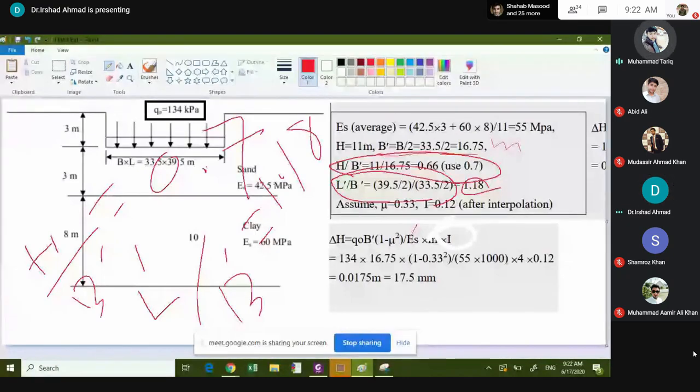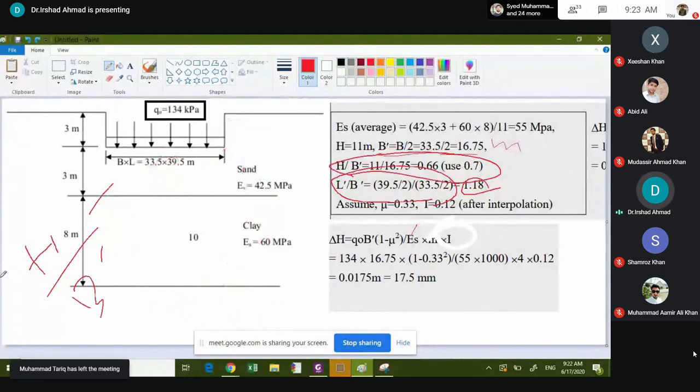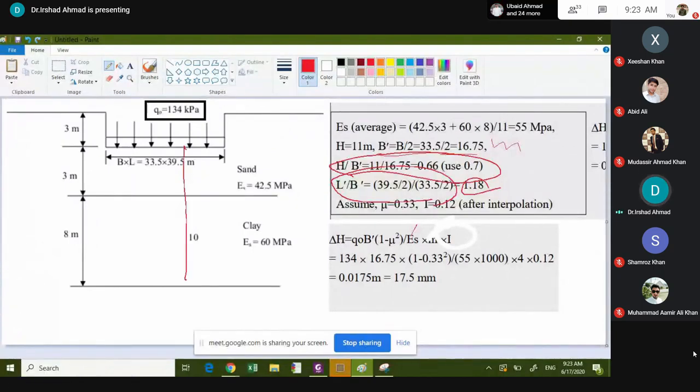सर ये H में हम ये ऊपर वाली जो 3 मीटर ये क्यों नहीं लेते? H जो है ना वो फाउंडेशन की बेस से है, ठीक है ना? Because this is the depth that would contribute to the settlement. यहां से लोड शुरू होता है ना, समझ गए?